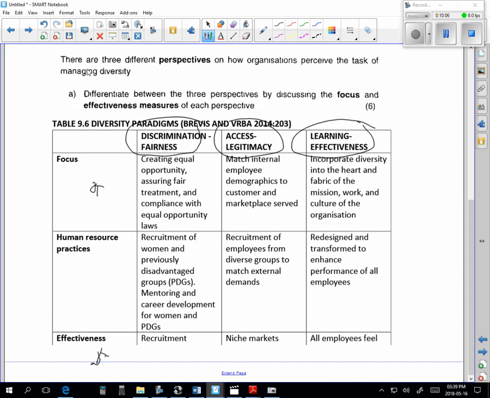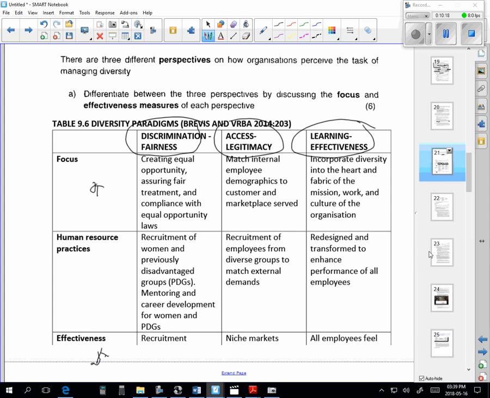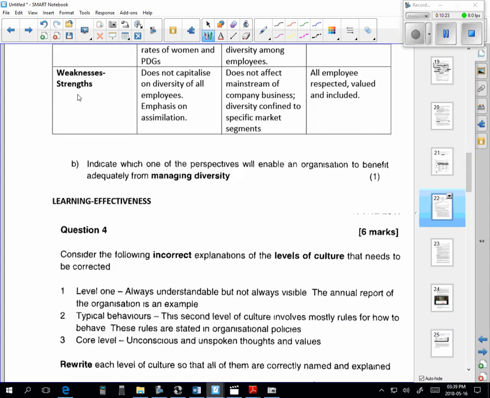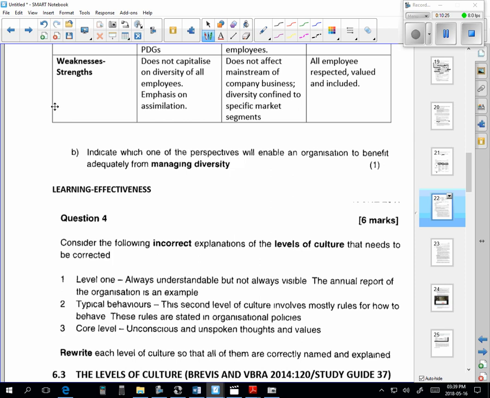All right, this is the three different perspectives on how organizations perceive the task of managing. Differentiate between the three perspectives by discussing the focus and effective measurement of each perspective. So they're not asking you to relate to the case study, they're asking you to discuss the perspectives. And then I said, indicate which one of the perspectives will enable an organization to benefit from it. And I said, learning effectiveness.